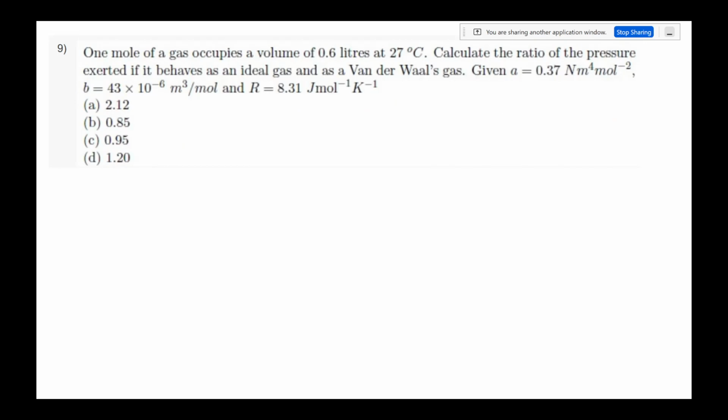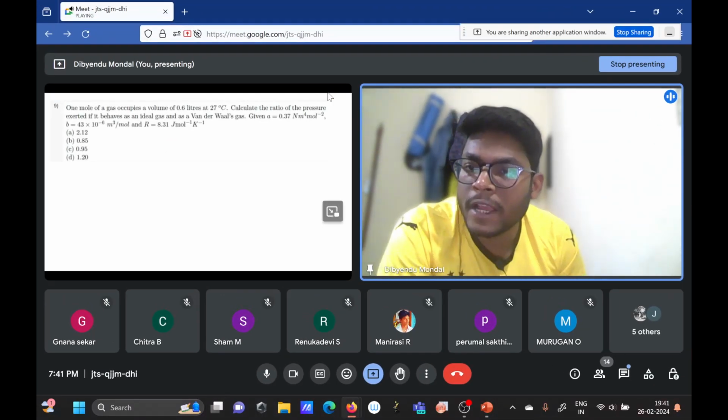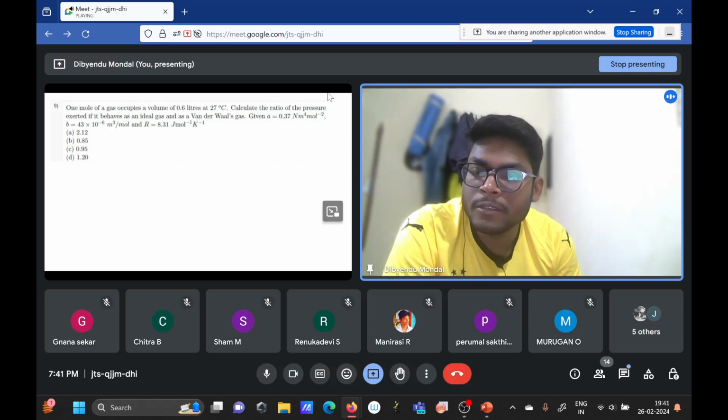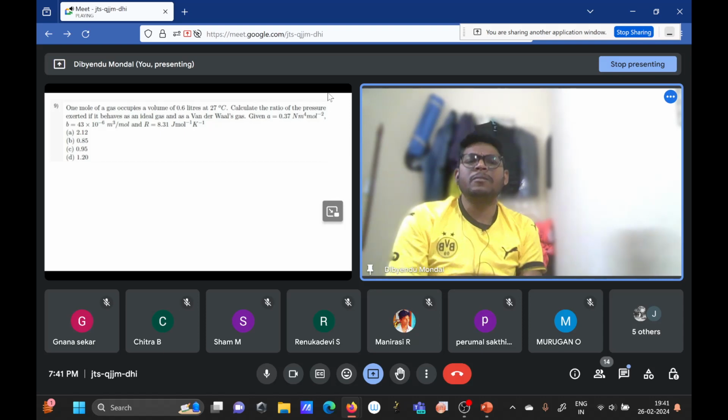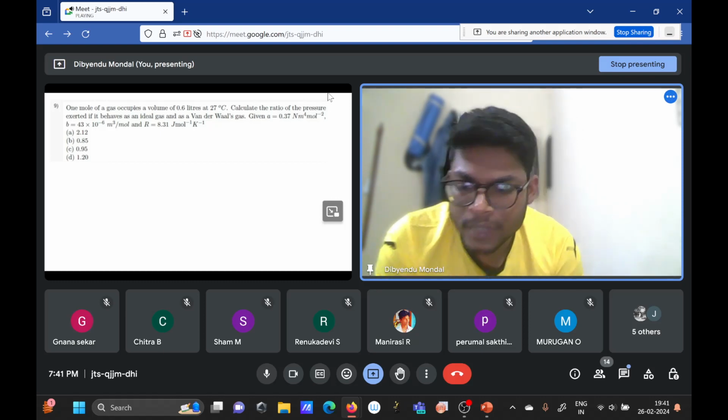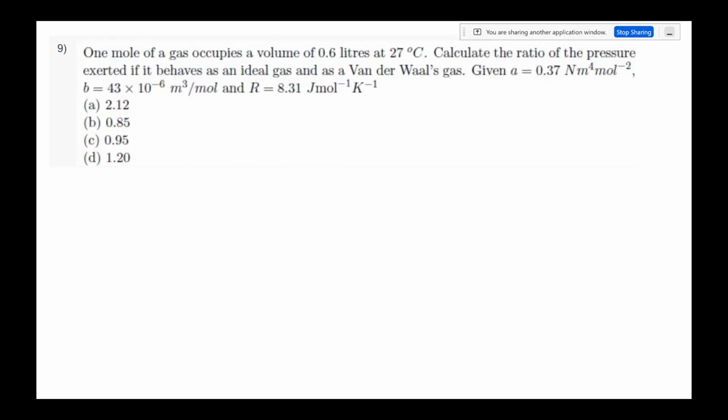So this problem: 1 mole of a gas occupies a volume of 0.6 liters at 27 degrees centigrade. Calculate the ratio of pressure exerted if it behaves as an ideal gas and as a van der Waals gas. The van der Waals parameters A and B values are given. So this is quite simple. You have studied van der Waals gas in class 12, but I will give you some formulae to calculate. I will denote Pi as ideal pressure.